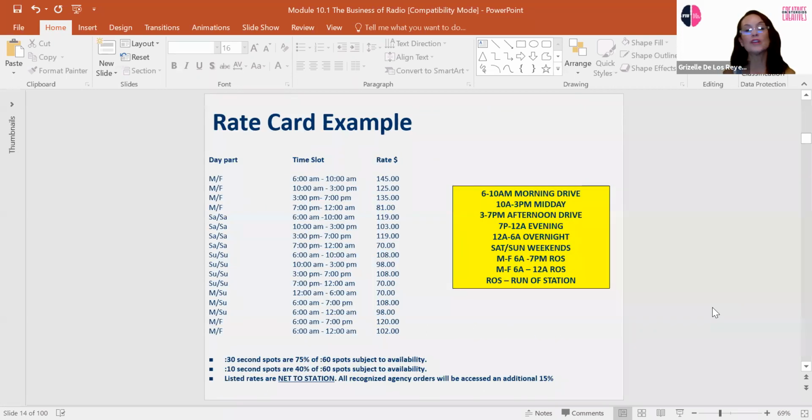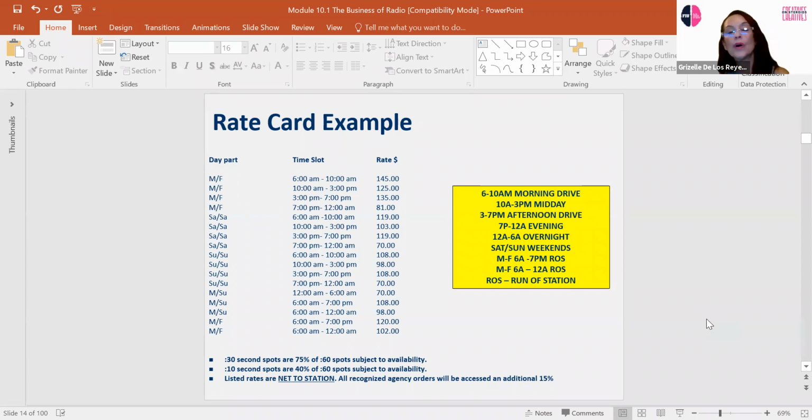And okay, so this is just an example of a radio rate card. And again, I pulled this from the internet, but it's just to give you a chance to get familiar with how a radio rate card may be priced. And this is not made up, this is actually a rate card that I found. One of the things that I found particularly interesting, and you're going to see this in your radio math problem in this module, is that the legend at the bottom tells you that the 30-second spots are 75% of a 60. Or a 10-second spot is 40% of a 60.